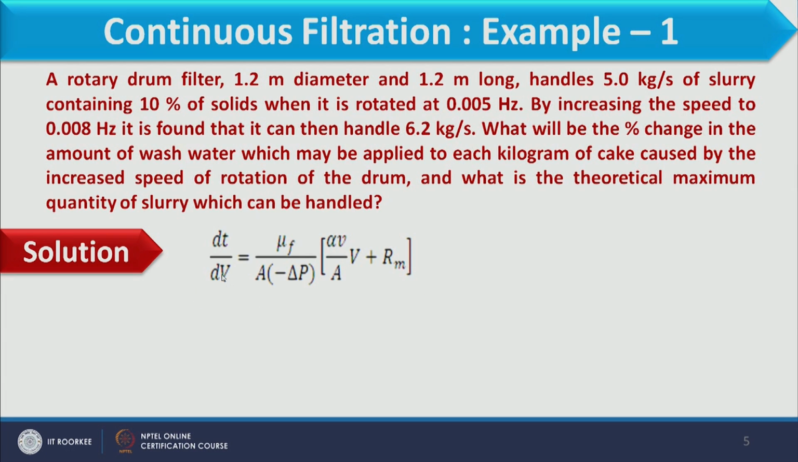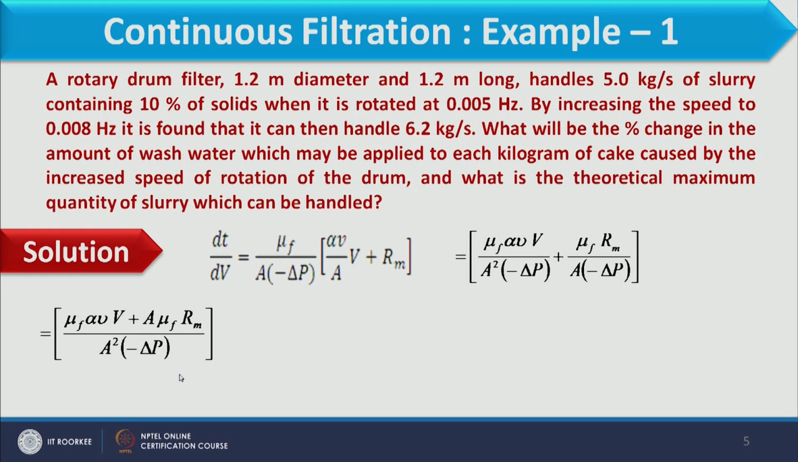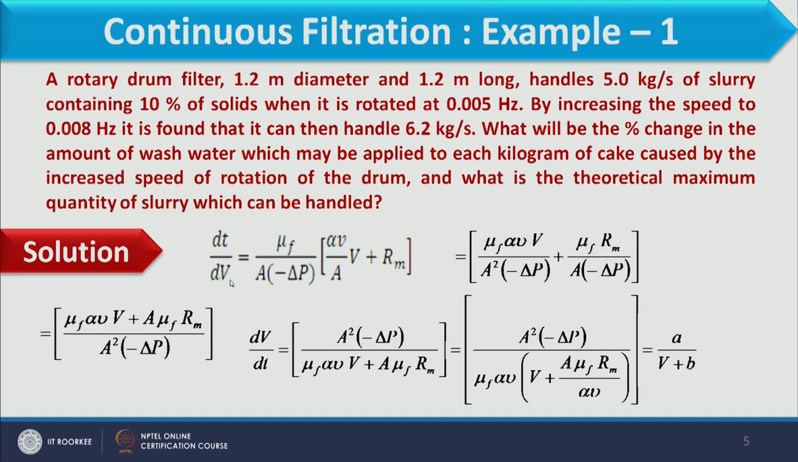This is the final filtration equation for a single rotation. After rearranging, we can obtain this expression. Further rearrangement gives this particular expression, and so we can calculate dV by dt by rearranging it, which looks like this. What we have done here is take out a square delta p divided by alpha mu f v. So in the bracket, v plus mu f Rm by alpha v.